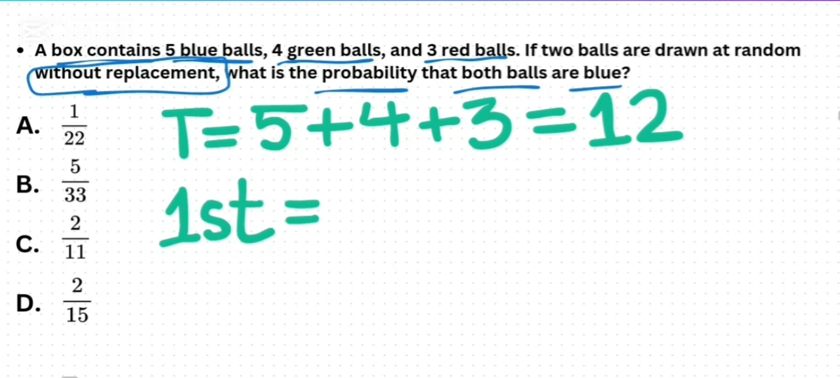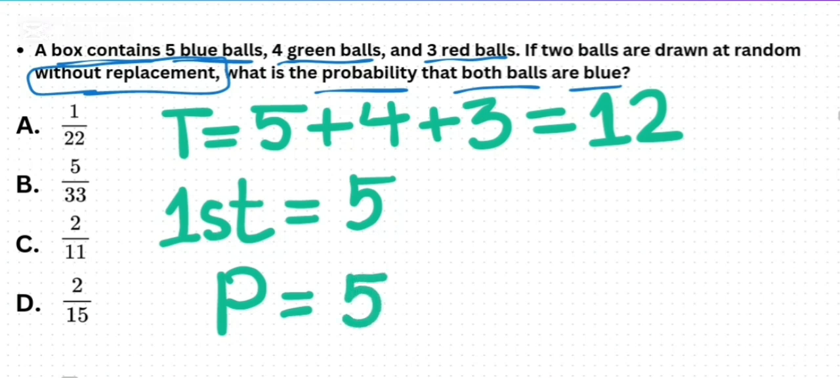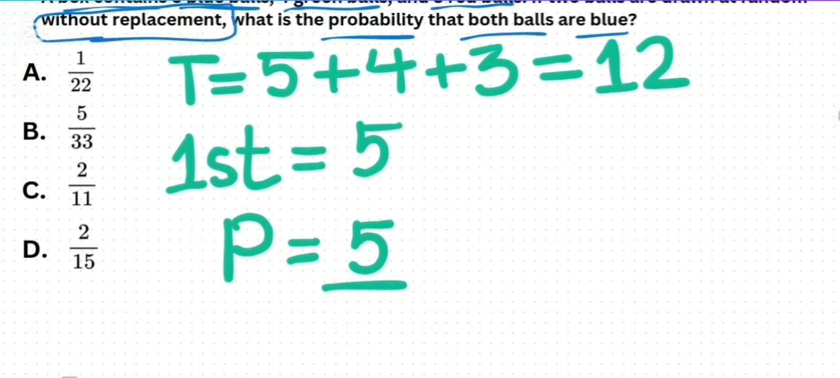So it becomes 5. So the probability is equal to 5 out of 12. This probability is about the first ball. This is the probability of the first blue ball.